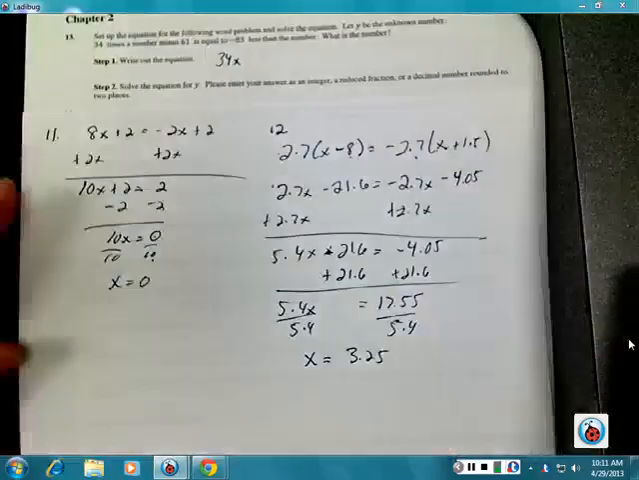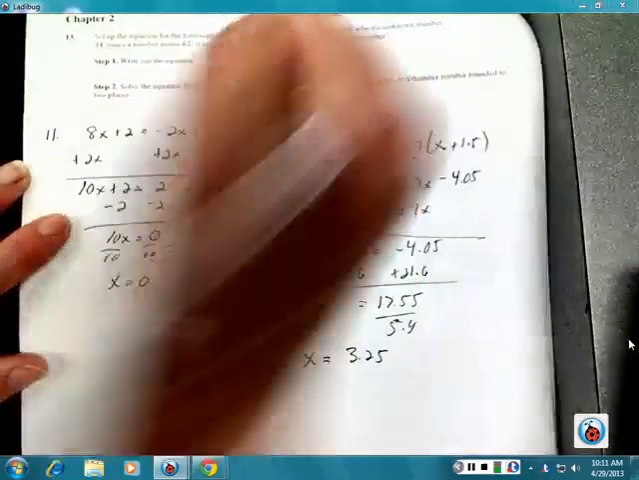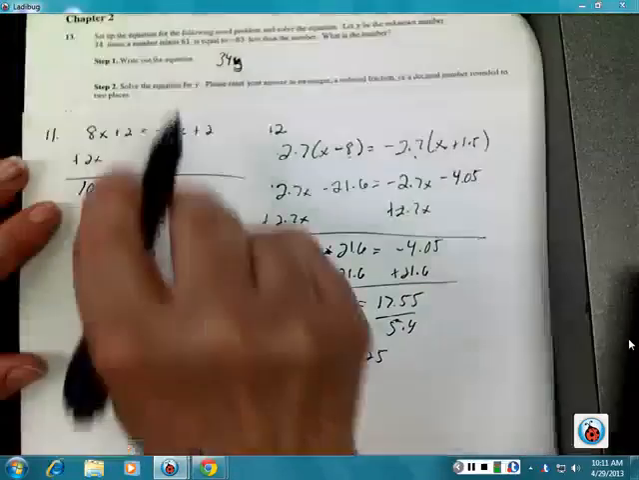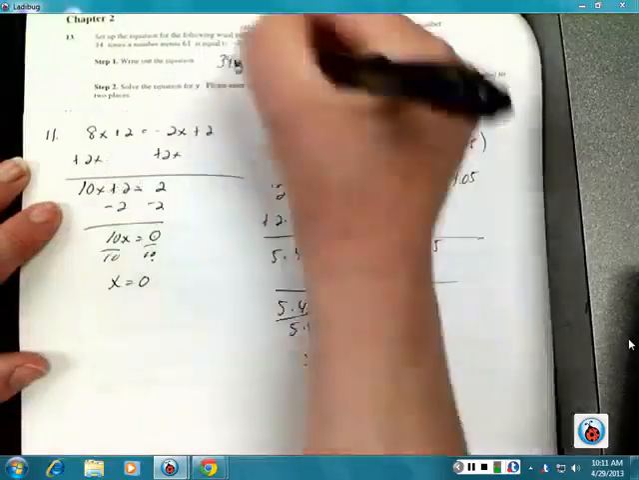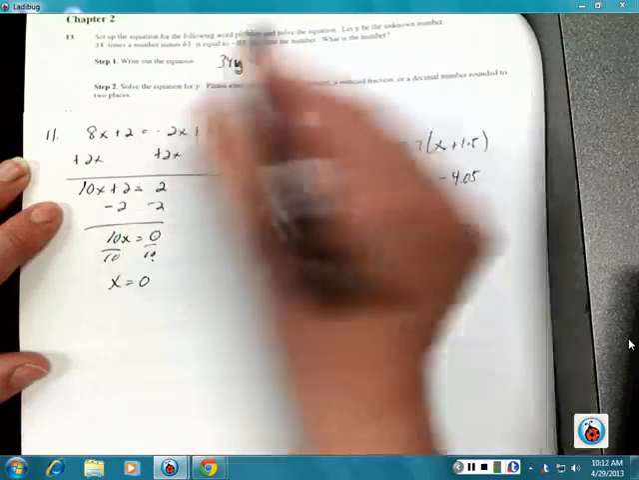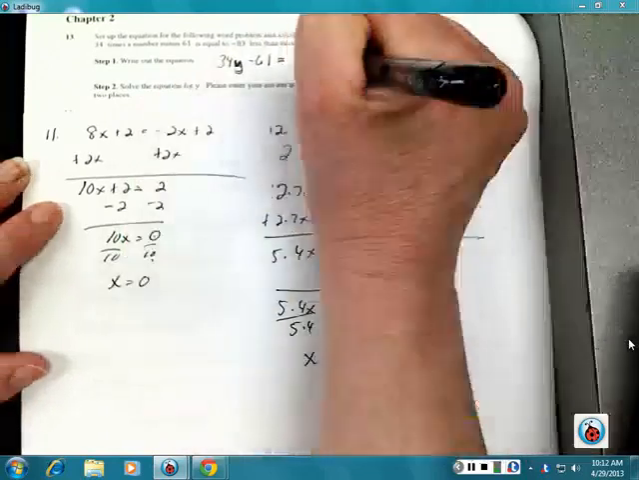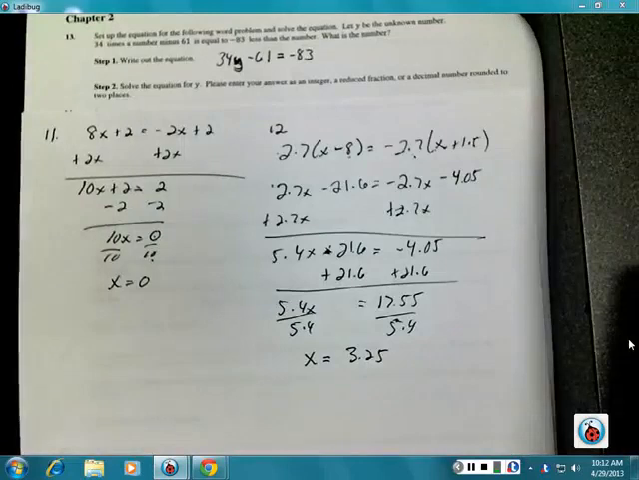34, whatever letter you want. X, okay. It says let y, so I got to let y be the unknown, because it told me. Minus 61. Is, what's is mean? Equals. Yep, and they said is equal to negative 83. So that's my equation. So that's step one.